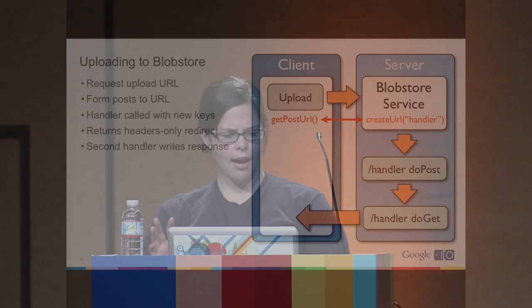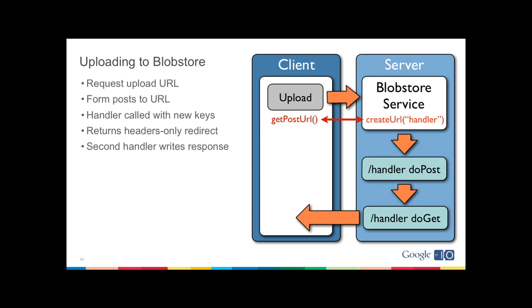If you're uploading data to Blobstore, the process has a few steps, and it might confuse you the very first time you do it, but it's really not hard. The idea is that you have a form on your client that needs to post data somewhere to get it into Blobstore. So you need a URL, and you get that URL from the Blobstore service. The Blobstore service has a method, create URL, which takes a handler, which is going to get called once the upload is done. So the first thing your client form does is request that URL. It makes the post. The handler gets called. And then the trick is that the first handler can only return a headers-only redirect. It can't actually respond to the client form. So it has to redirect somewhere else, and then that somewhere else can respond.